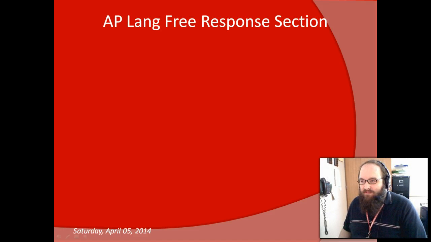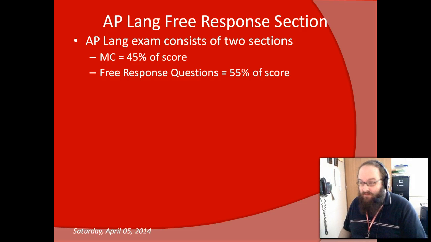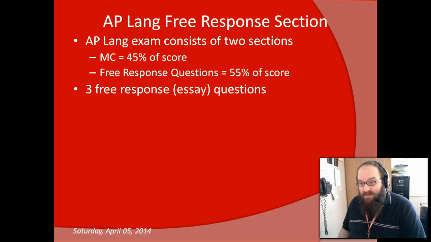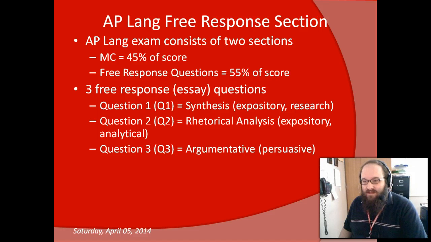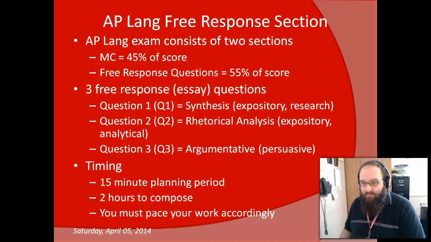Once again, the whole AP Lang exam consists of two sections. You've got a multiple choice section that's worth 45% of the score, and the free response section, which is your three essays, is worth 55% of the score. Section 2 has three free response or essay questions: the Q1, the synthesis essay; the Q2, the rhetorical analysis essay; and the Q3, your free response question, which is a persuasive essay. On the timing, you get a 15-minute planning period for the two essays, and then 2 hours to compose those essays, following the 1 hour Section 1.